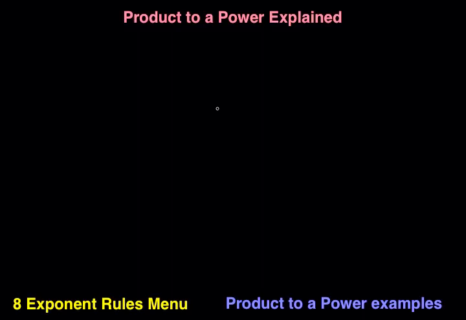Hello, in this video we are going to explain the exponent rule, product to a power. So the product to a power rule requires parentheses. In this case we might have something like 3x and then we are going to square that. So the question is, what happens here? A common mistake that students make is they just apply the power to that x. So they may think this is just 3x squared, and this is incorrect.